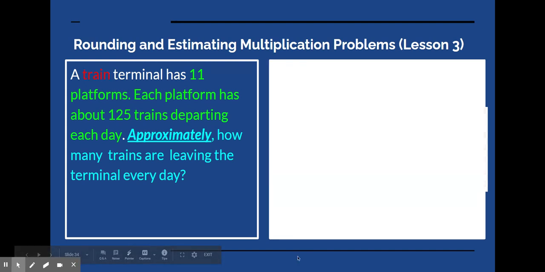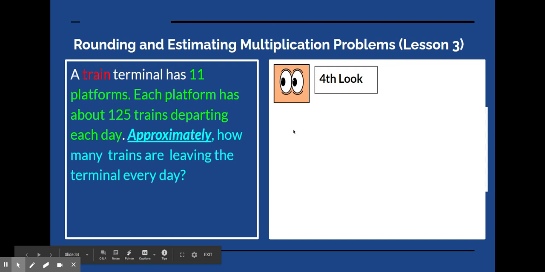Now let's give our problem a fourth and final look. In our fourth look, we are giving a summary of how we solve the problem to show how our answer is reasonable. So a train terminal has 11 platforms. Each platform has about 125 trains departing each day. Approximately how many trains are leaving the terminal every day? So we're going to summarize what we did and how it is reasonable by using our last 3 looks.